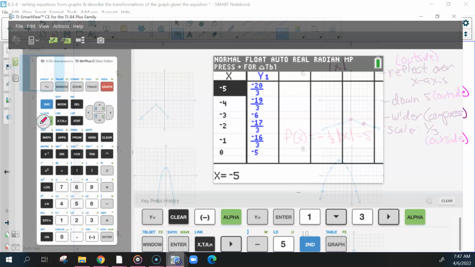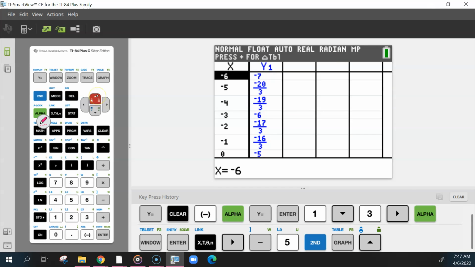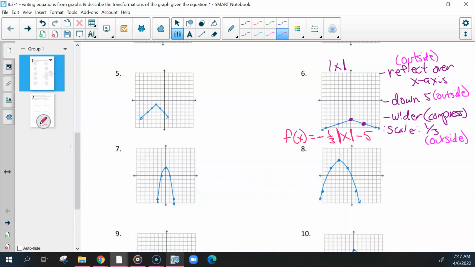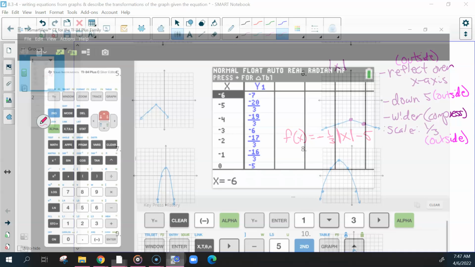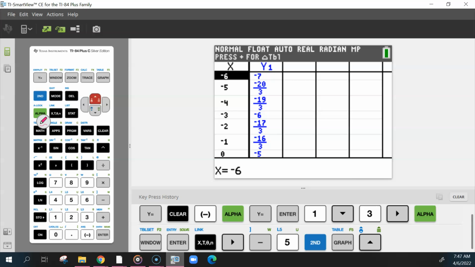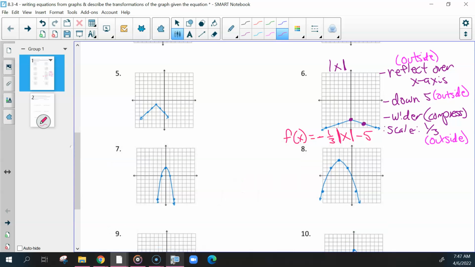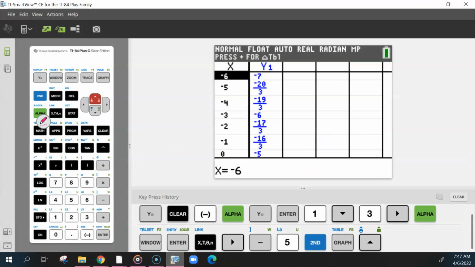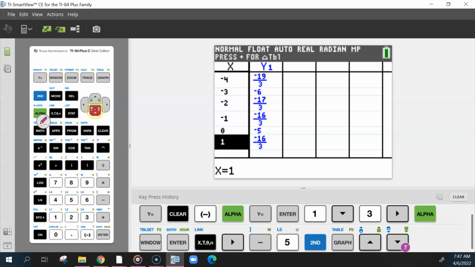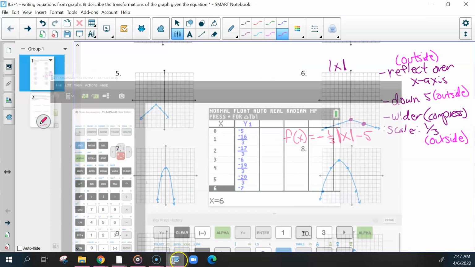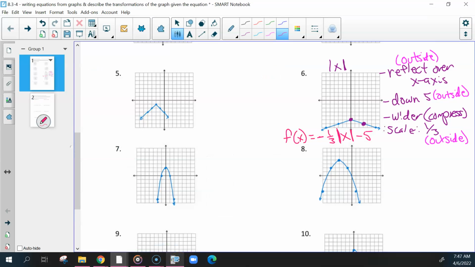Accurate. -6, -7. 0, -5. And then on the other side of that should be 3, -6, and 6, -7. So we can say all of those things match. So we found the correct scale factor and all of the transformations.